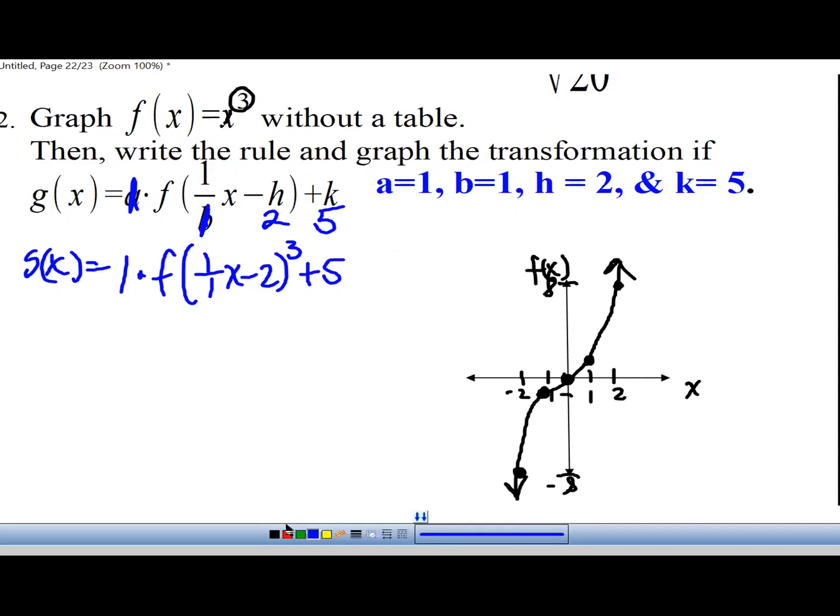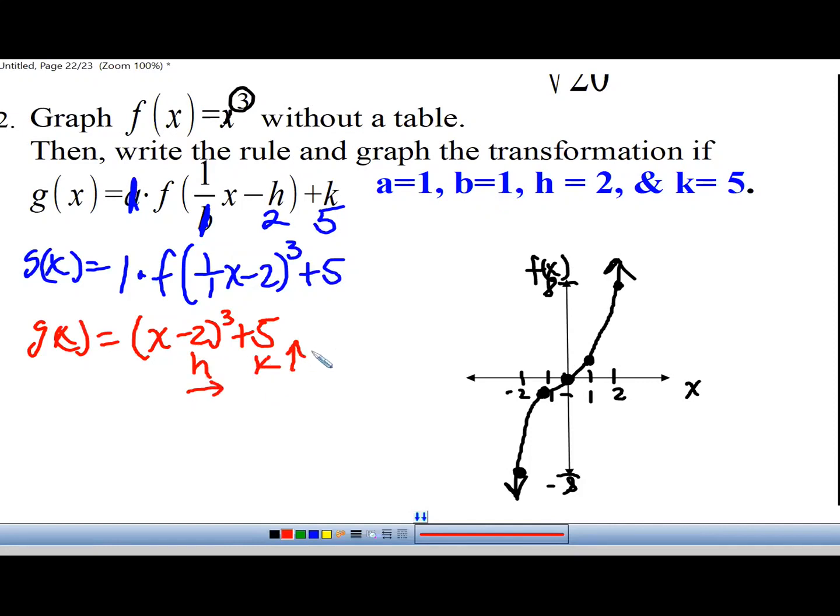All right, let me simplify that one more time. I'll do the next one in red. So I write g of x equals, I don't need the 1 or the f anymore. So parentheses, 1 over 1 is still x minus 2 cubed plus 5. So out of all the parameters that they gave us, if you notice, A is, since it's a 1, we don't write it. It's invisible. B, since it was 1 over 1, it's 1, and we don't write it either. So what is the ones that we see? We see H and we see K. H is going to take us to the right. K is going to take us up.